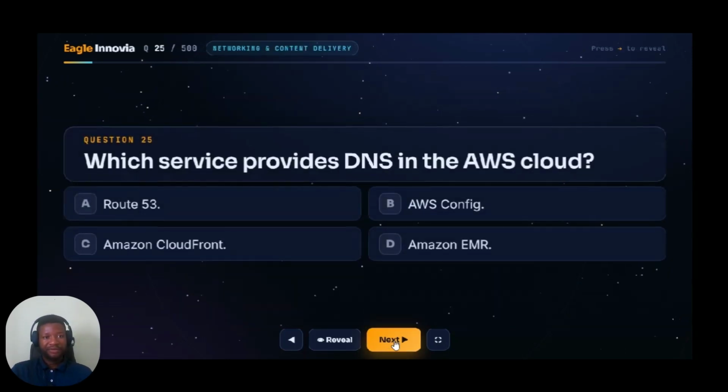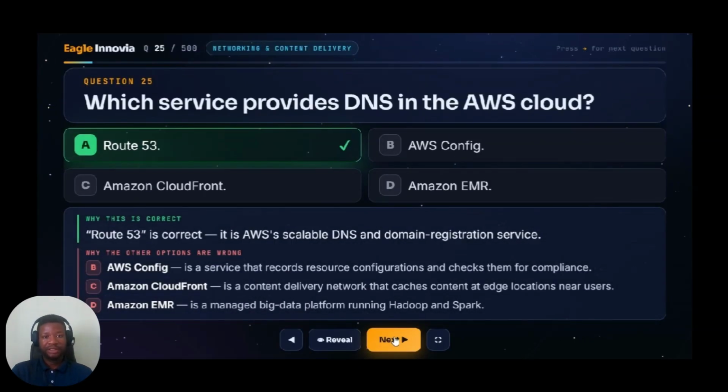Question number 25. Which service provides DNS in the AWS cloud? A. Route 53. B. AWS Config. C. Amazon CloudFront. D. Amazon EMR. The correct answer here is Route 53. Route 53 is AWS's scalable DNS and domain registration service. Other options are not correct because AWS Config is a service that records resource configuration and checks for compliance. CloudFront is a content delivery network. EMR is a managed big data platform running Hadoop and Spark.